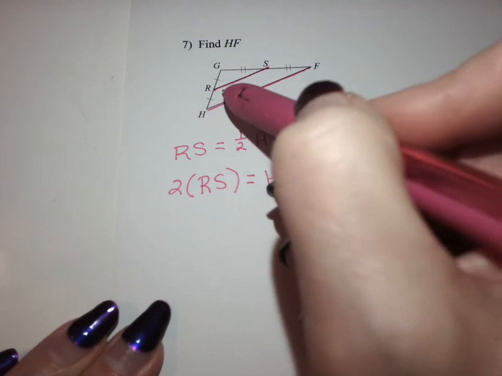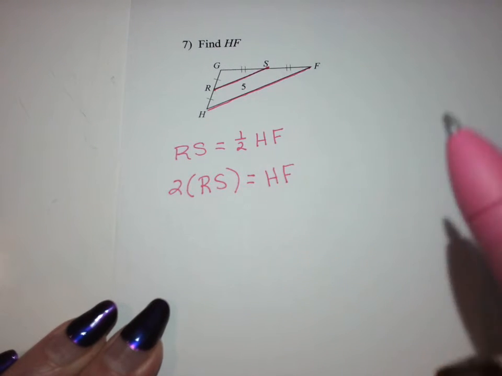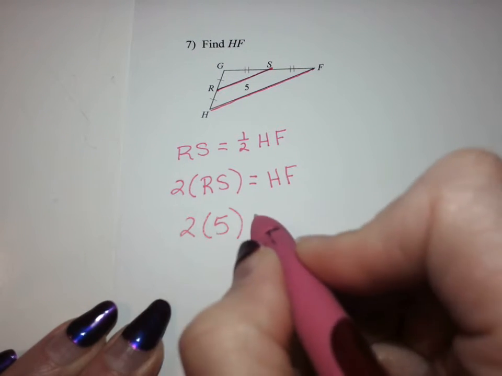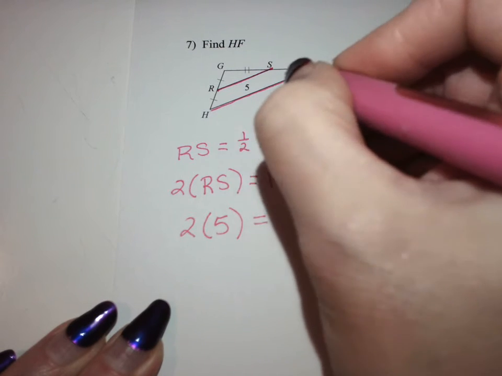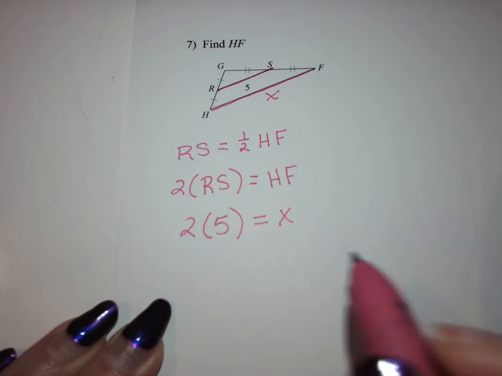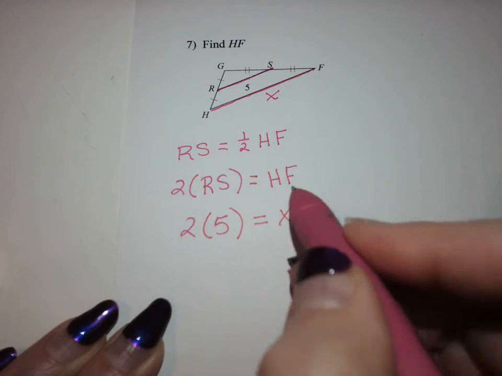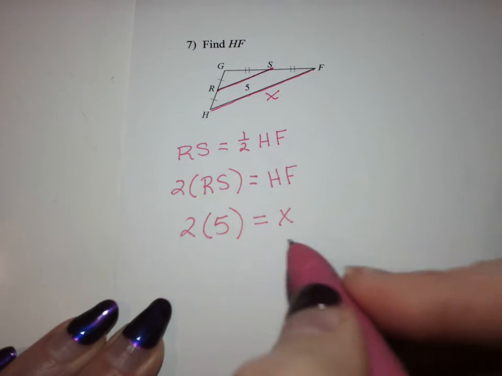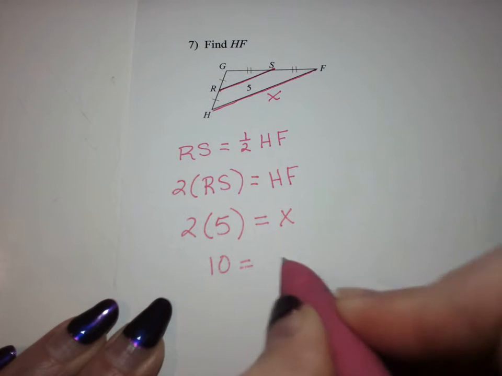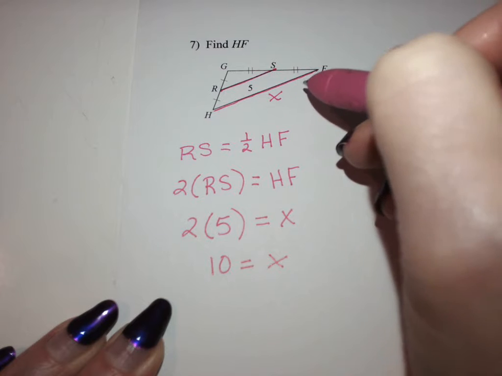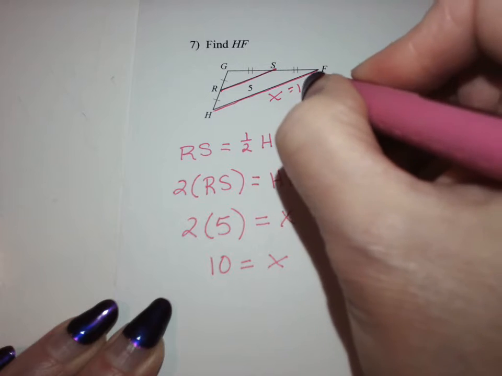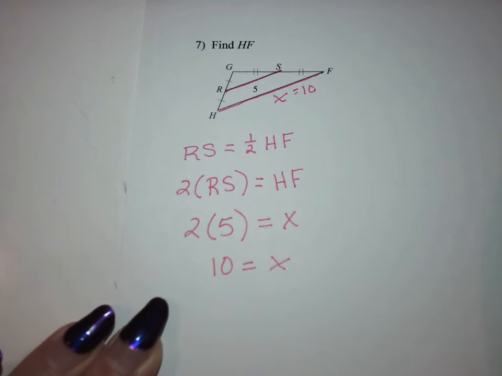Okay, so we know this time our smaller RS is 5. So we're going to say 2 times 5 is equal to, we can give this a variable since we don't know, we can just call it x. So 2 times 5 is 10. This one is actually easier because we're not having to divide by 1/2. So we know that our base right here is equal to 10. And that makes sense because if we were to double 5, it would be 10. So we know that HF is equal to 10.